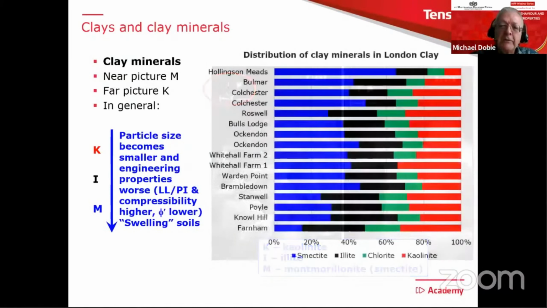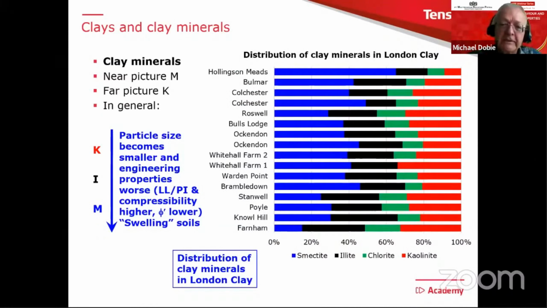And to show you, back with our good old friend London clay, this is a distribution of the clay minerals in London clay. And you can see the blue color is smectite or montmorillonite. And this is why London clay actually is a rather difficult soil. And if you've ever had a house on London clay during a dry summer, you tend to get all sorts of problems because of desiccation and drying out of the London clay. So I know not so relevant to Indonesia, but relevant in general to soils. So understanding something about the clay mineralogy is helpful when we look at clays.